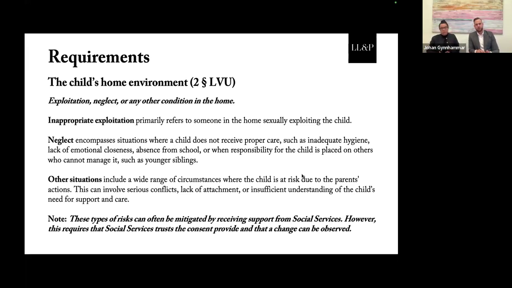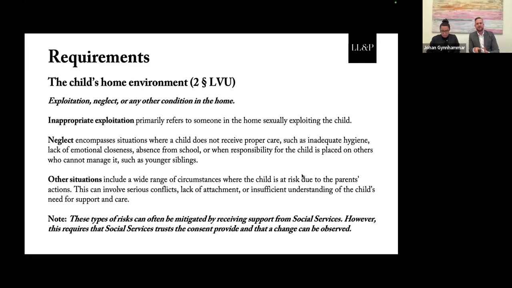For example, if a parent would put a lot of responsibility on an older sibling for a younger sibling, then that can be something that constitutes neglect, because you cannot give too much responsibility to a child for another child's life. Other situations include a wide range of circumstances where the child is at risk due to the parents' actions or behavior. It can be many things, and it's hard to cover everything, but it could be serious conflicts in the home environment. It can be lack of attachment to the family. It can be insufficient understanding of the child's need for support and care. For example, if the child needs medical care and the parents don't agree with that, that can constitute an other situation.